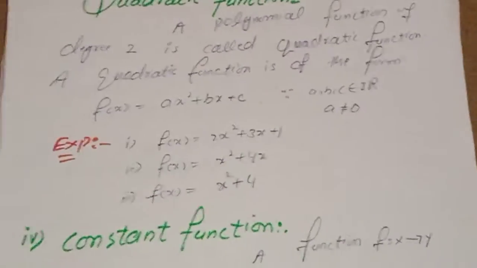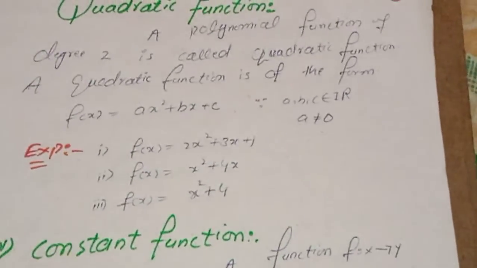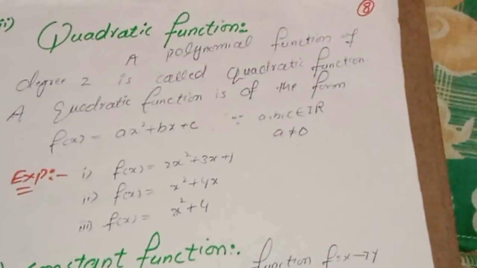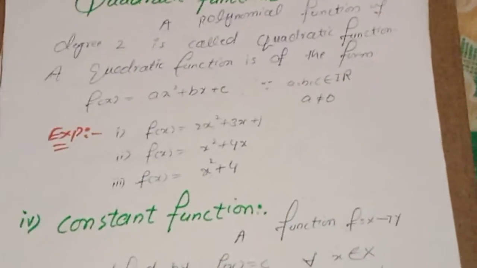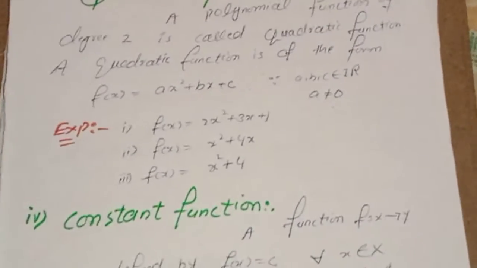A polynomial function of degree 2 is called a quadratic function. A quadratic function is of the form f(x) is equal to ax square plus bx plus c, such that a, b, c belong to all real numbers and a does not equal 0, because if we put a equal to 0, this will become a linear function.